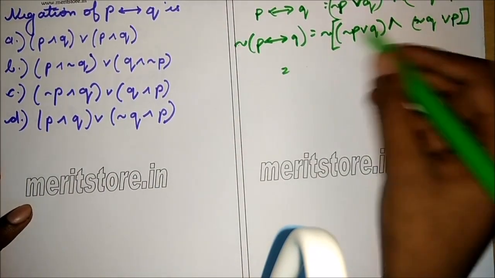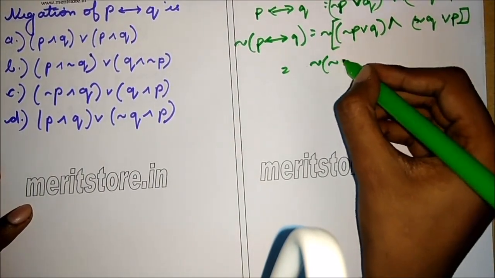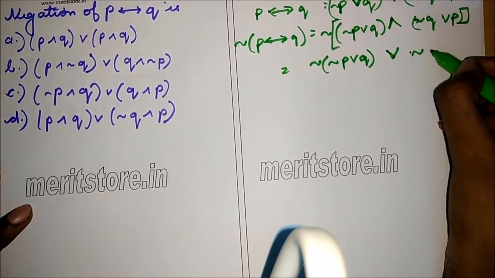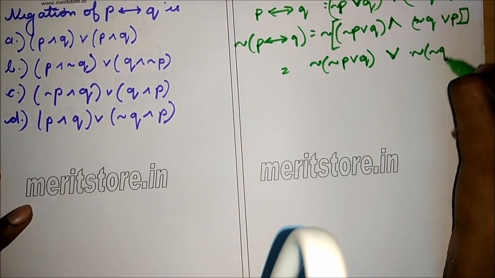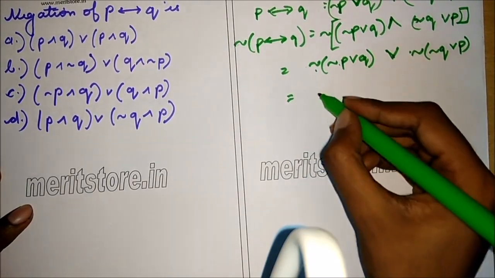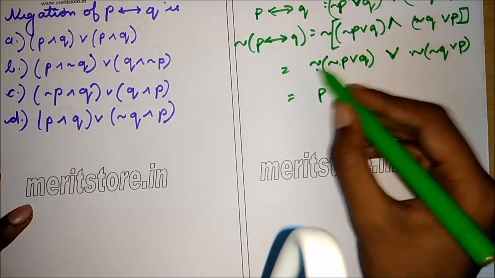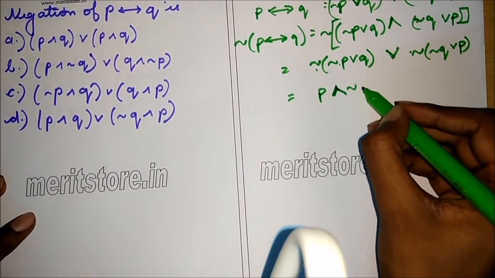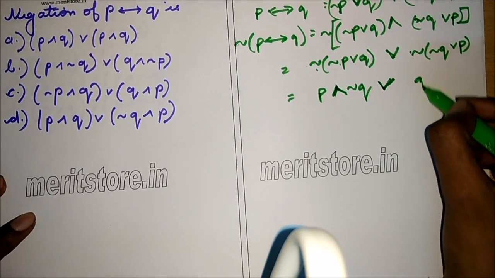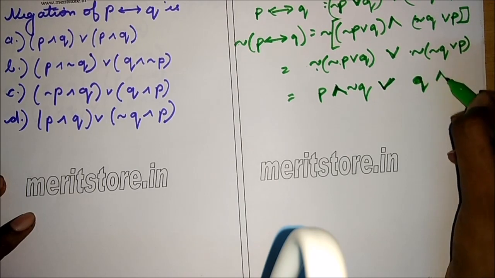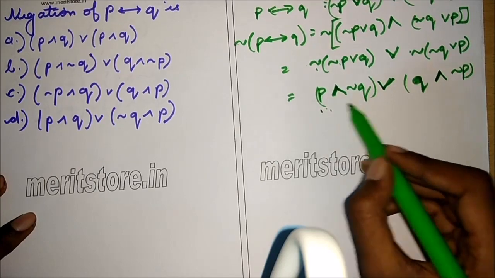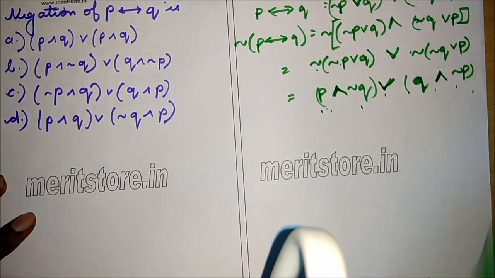So this will be bringing negation inside the bracket, negation of negation P or Q, or negation of and is or negation of negation Q or P, bringing negation inside the bracket again. Negation of negation P is P, negation of or is and negation Q, or negation of negation Q is Q, negation of or is and negation P. So the answer is P and negation Q or Q and negation P, which is option B.